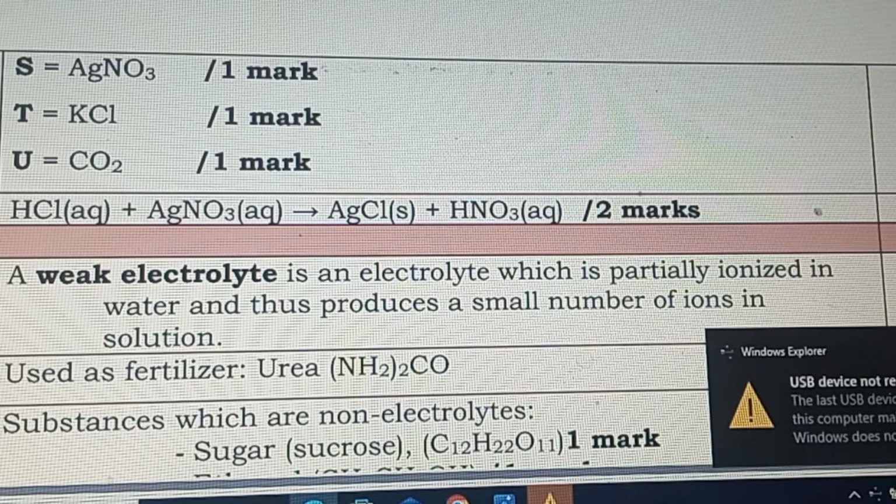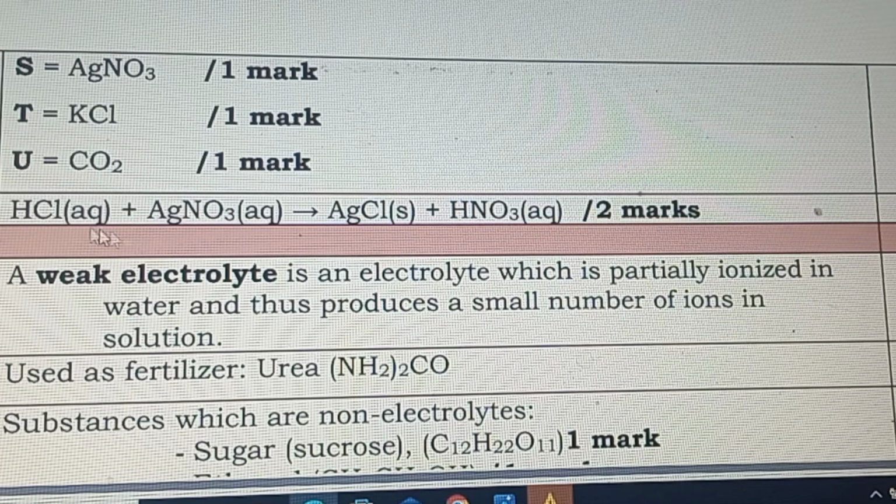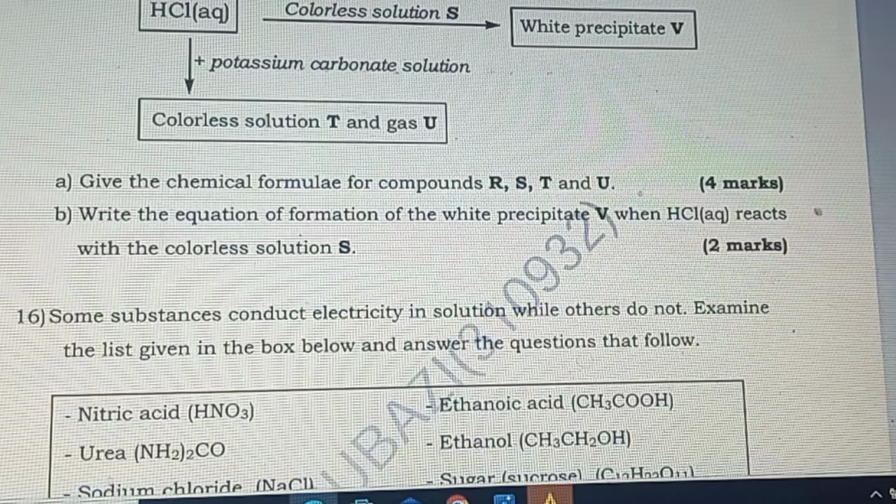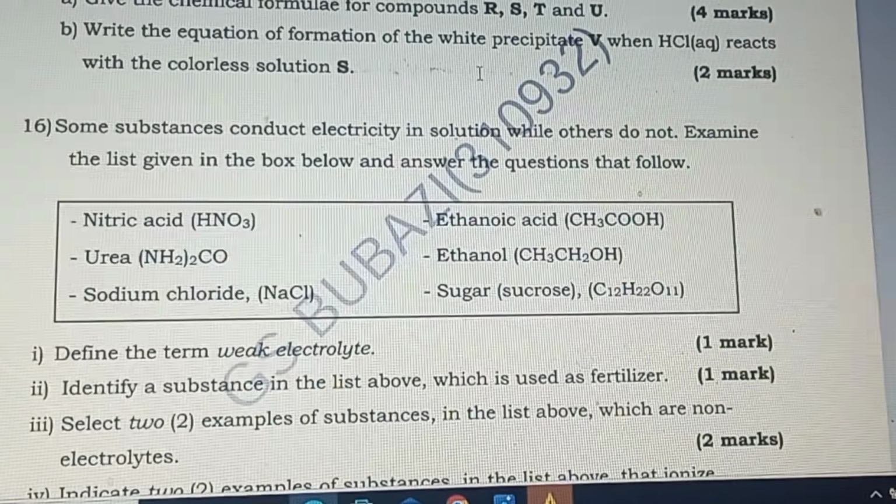B, the reaction between hydrogen chloride and silver nitrate is this one: silver chloride and hydrogen nitrate. Let's continue with question 16.